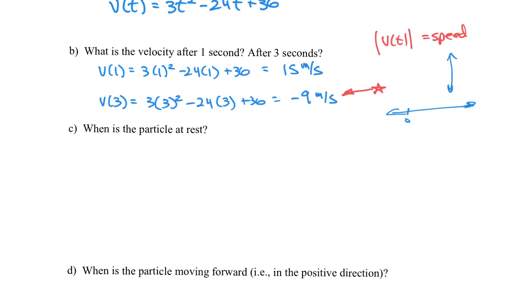Another common question with a position function is, when is the particle at rest? Well, it will be at rest when the velocity is 0, right? When the rate of change is 0. So when they ask us when is the particle at rest, we just have to take our velocity function up here and set that equal to 0 and see at what time that happens. Remember, our independent variable is t for time. So let's take a look, see what we get. So we have the velocity is equal to 3t squared minus 24t plus 36. We want to set this equal to 0 and solve for t.